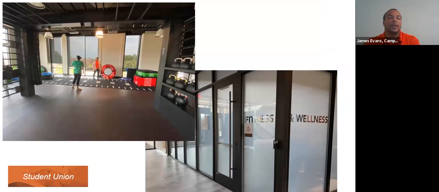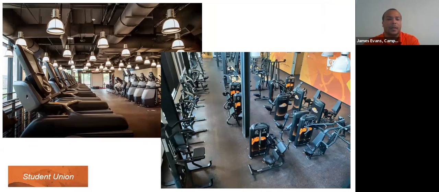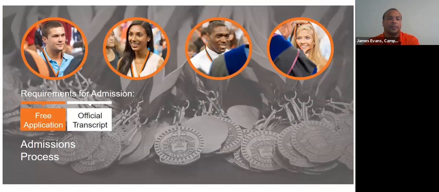We have a 2-level fitness facility. So at the top, we have all of our ellipticals and treadmills, and down below all of our free weights. And then we'll have some programs offered as well. So kickboxing, yoga, insanity are going to also be inside of this facility. Here are some pictures of both upstairs and downstairs.